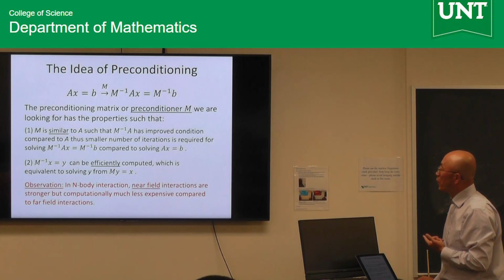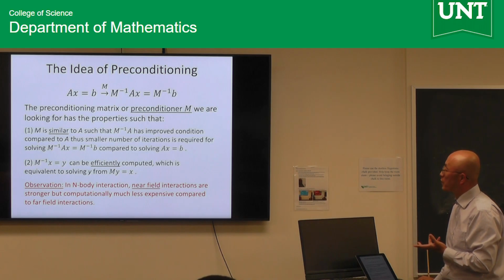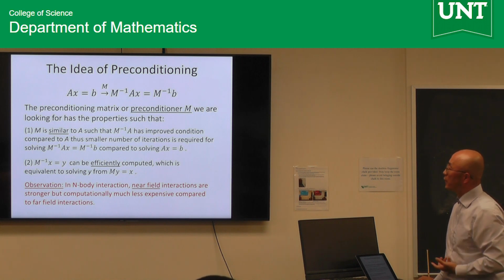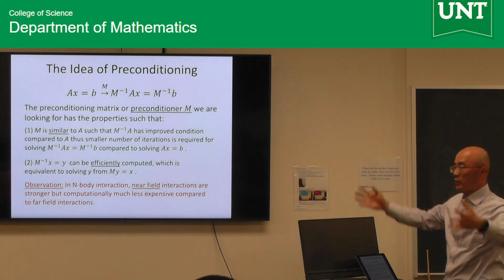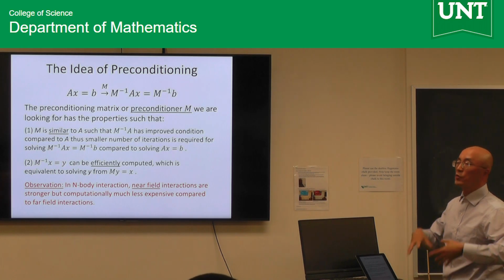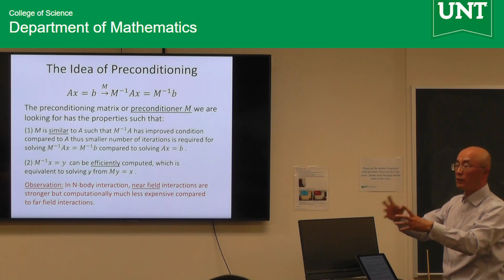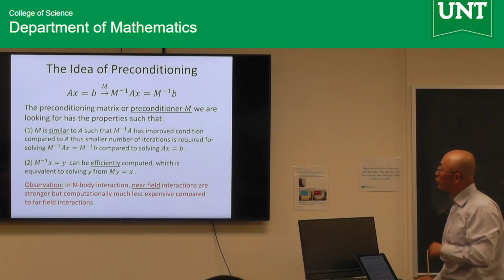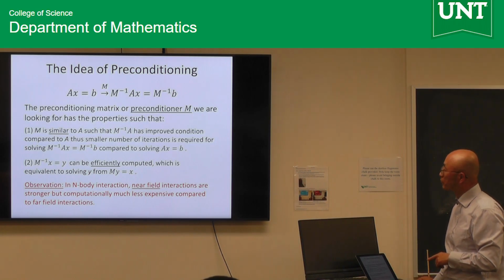So you should be able to solve for X efficiently. The idea is that in the n-body interactions, near field interactions are stronger, but the computation is much less expensive compared with the far field interactions. This is the observation, and this gives us an idea. Because you have particle interaction in the entire space, if you only keep the near field interaction, that is strong, almost equivalent to the total, but it's much simpler. This is how to find the preconditioner.